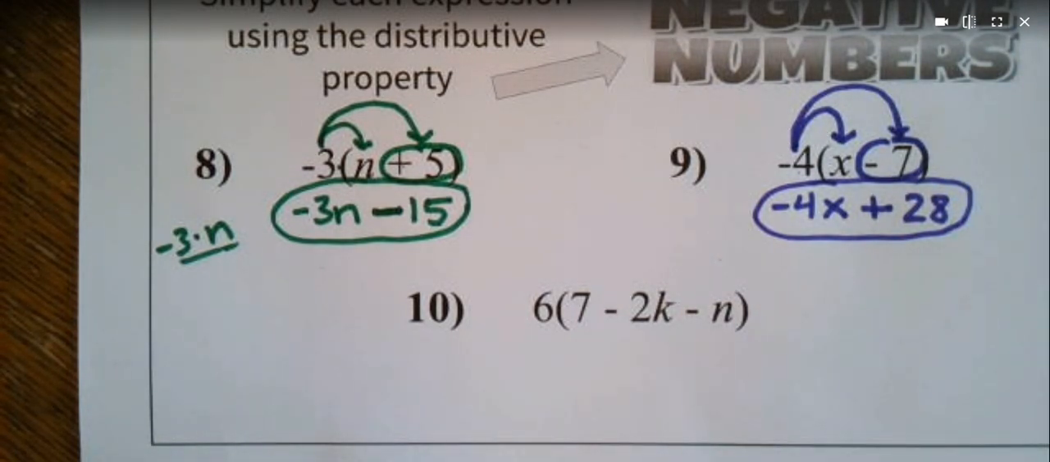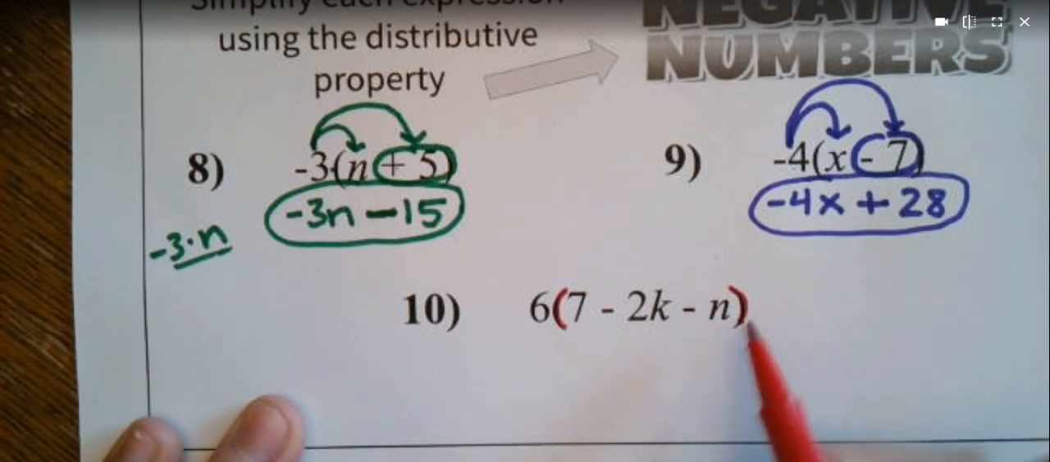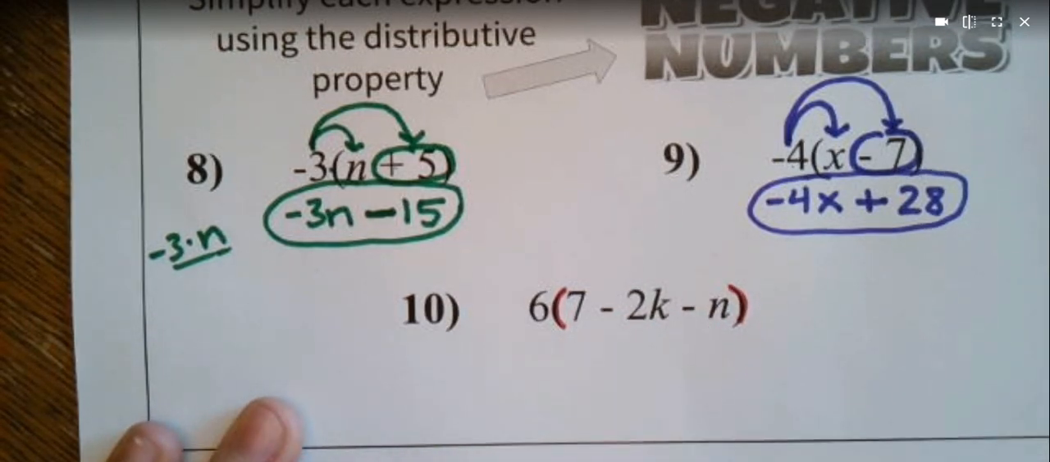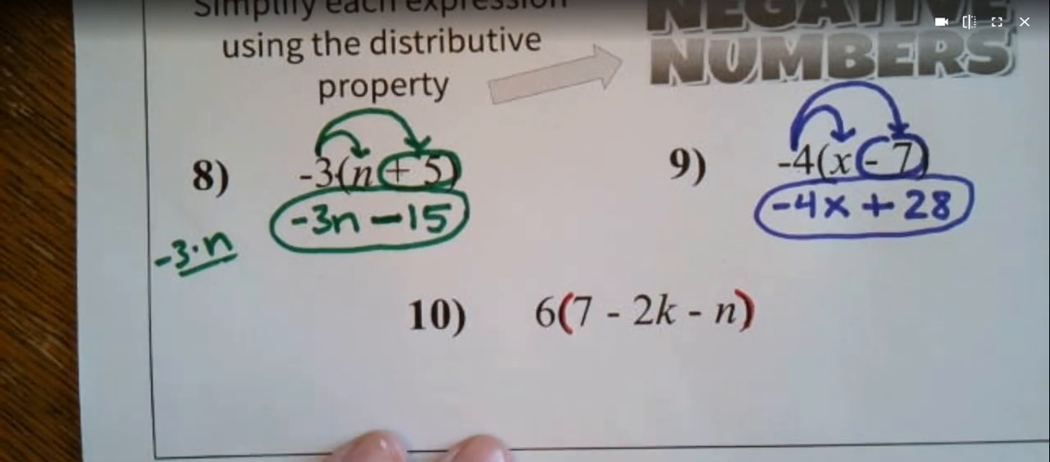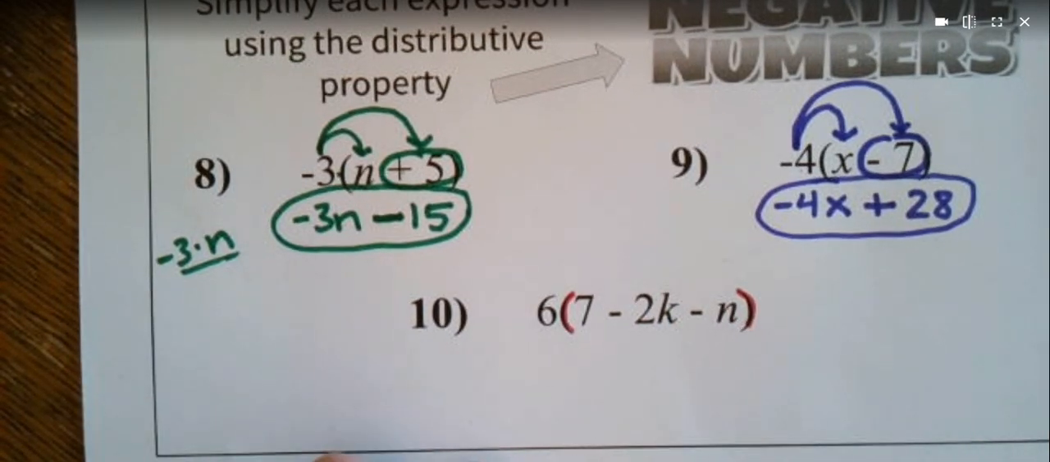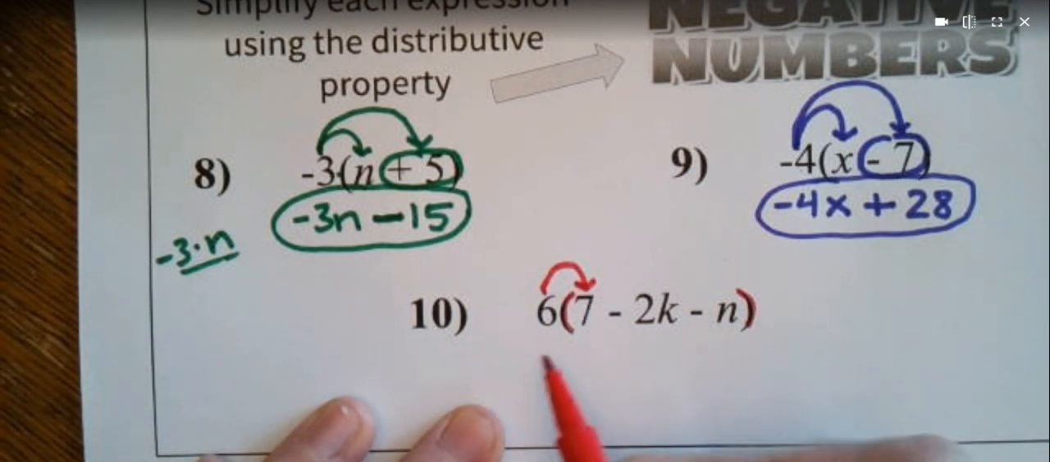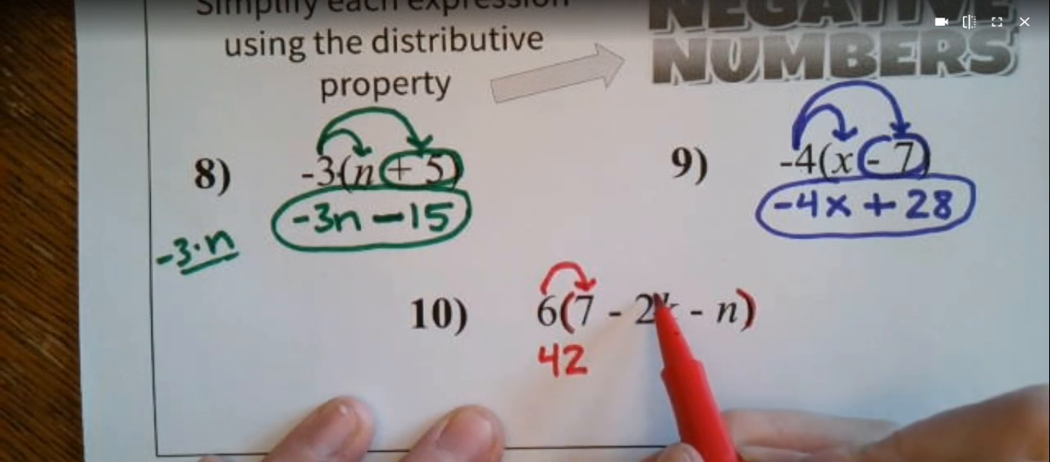All right, last one. Here I've got 6 times the entire quantity in the parentheses. There are 3 terms here. So let's see if we can do this last one here. Some negatives, negative 2k and a negative n. Let's give it a try. 6 times 7. Well, that's an easy one. Use a calculator if you need to. 42. You ready? Now we're going to feed the next baby bird.